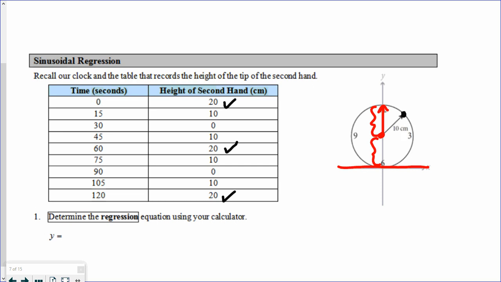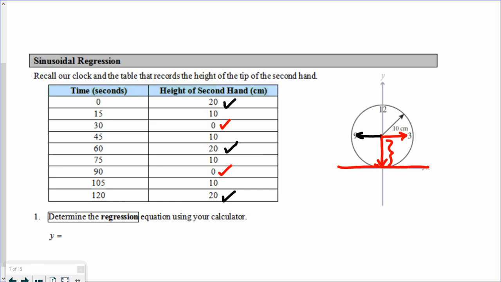And then when it is pointing down, so when it is pointing straight down, again, it is going to be 0 from the x-axis. So we'd see that first at 60 seconds, then again at 90 seconds, and then again when it's pointing at either the 9 or the 3, representing 15 seconds and 45 seconds respectively, it will be in total 10 centimeters from the x-axis.